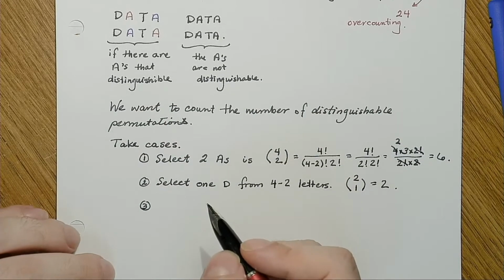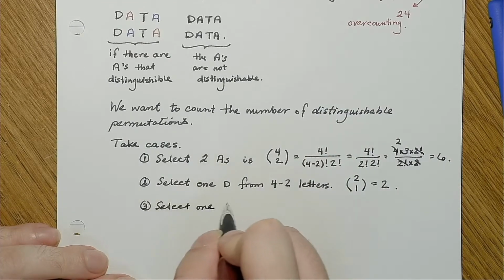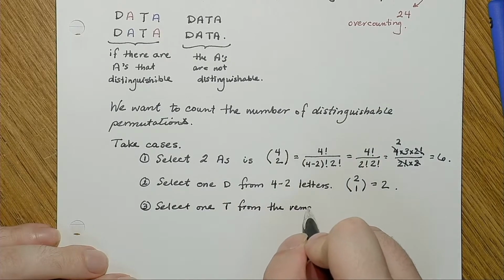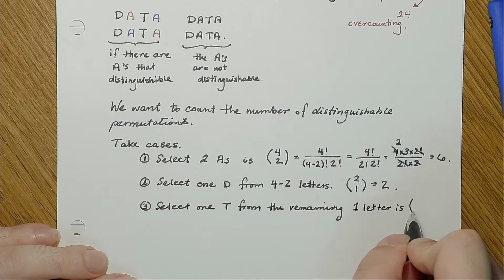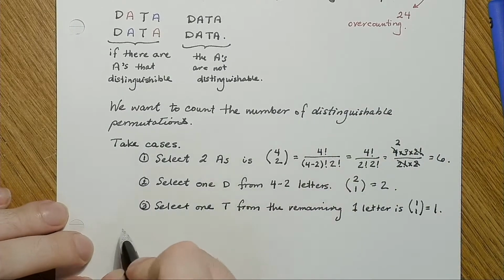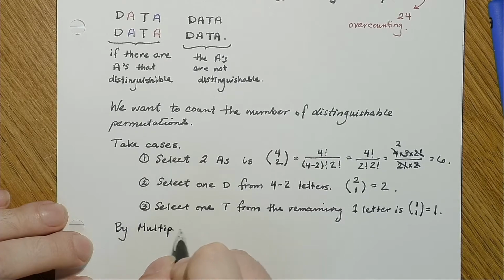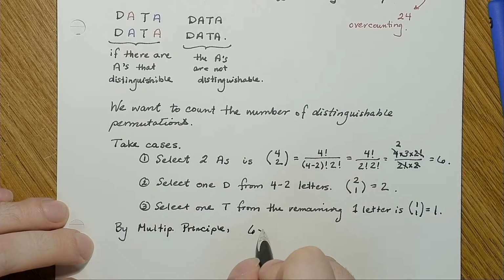And lastly, the number of ways to select 1 T from the remaining one letter is 1 choose 1. So that's 1. So using the multiplication principle, what we have then is 6 times 2 times 1, which equals 12.